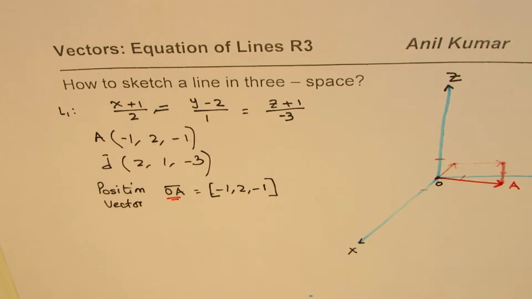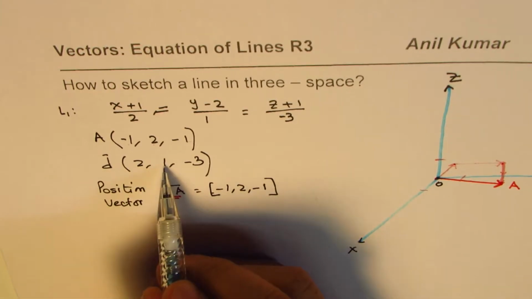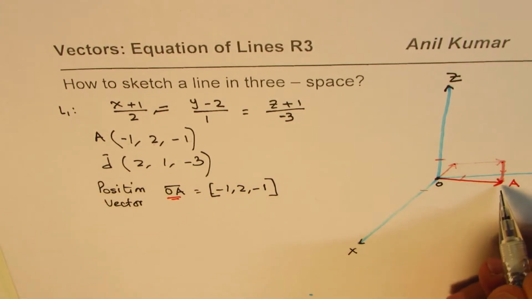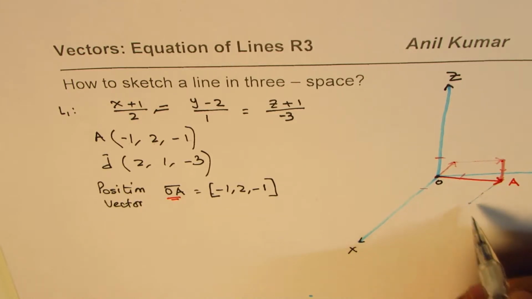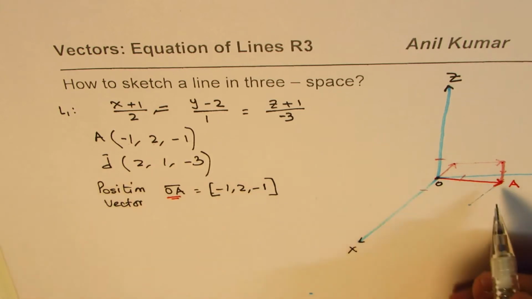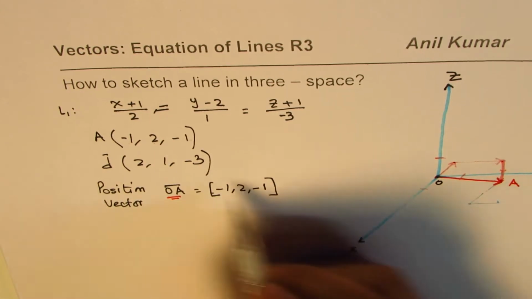So from here, let's give direction. Let me use another ink. Direction. So the direction is 2, 1, minus 3. So 2 is along this direction. So we'll go here, 1 and 1. So it is 2 along the x, 1 along y, 1 along y, and minus 3.